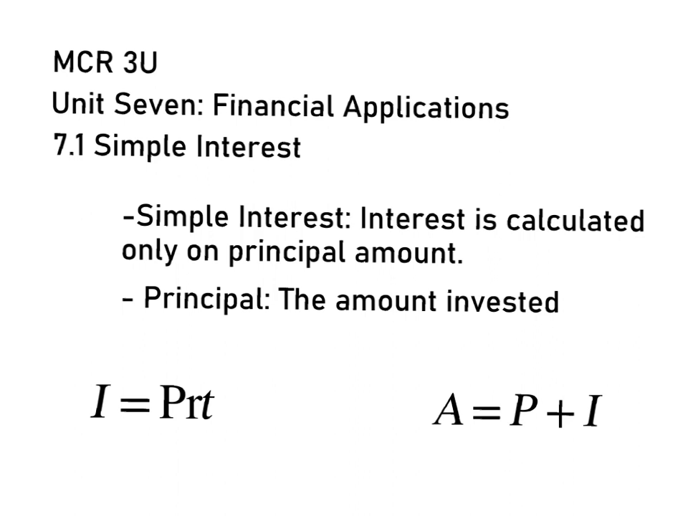So simple interest is interest that's calculated only on the principal amount, which is the amount invested or the amount borrowed. So the principal is, let's say you borrowed 20 bucks from your friend, the principal will be 20. You lend $30 to your friend, the principal is 30.